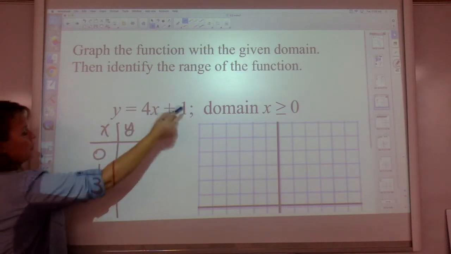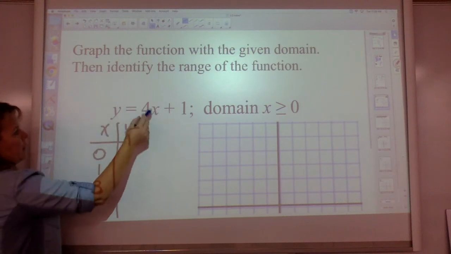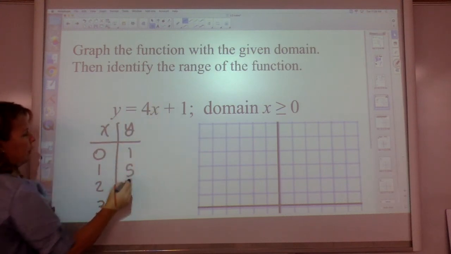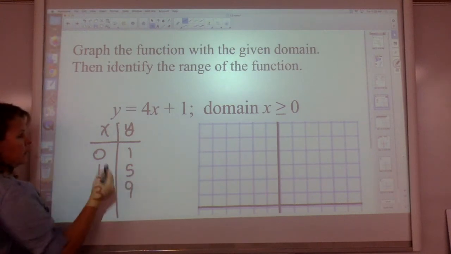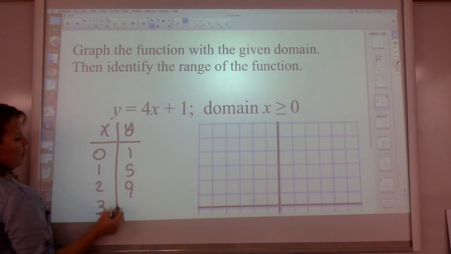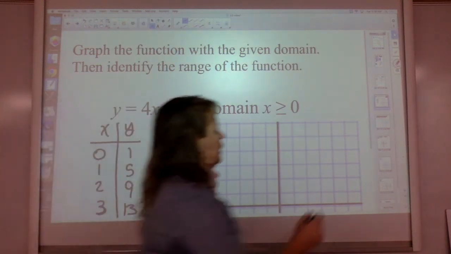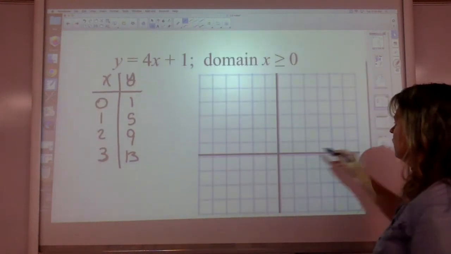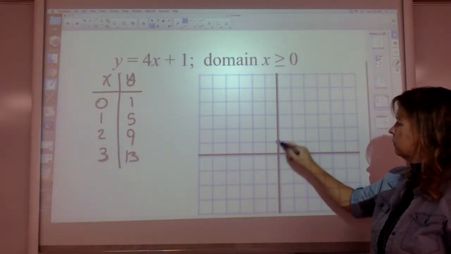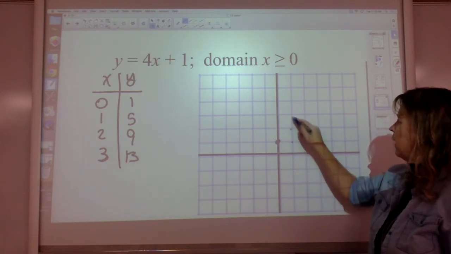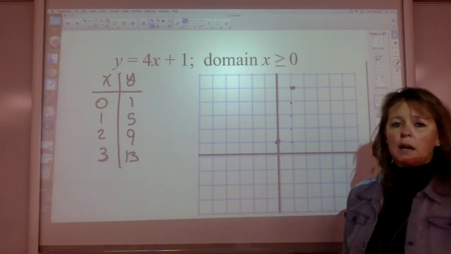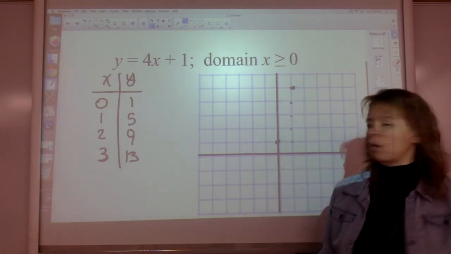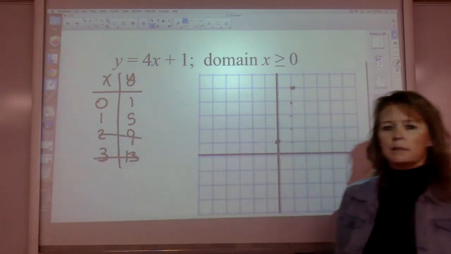4 times 0 plus 1. 1. 4 times 1 plus 1. 5. 4 times 2 plus 1. 9. This is getting too big. 4 times 3 plus 1. 13. That's not going to fit on the graph. So we go over here and we start at 0, 1, over 0, up 1, over 1, up 5. Good enough. We can fit 2. As long as you can fit 2 points on a graph, you can tell where the graph is going to go. We don't need the 3, 13 or the 2, 9.